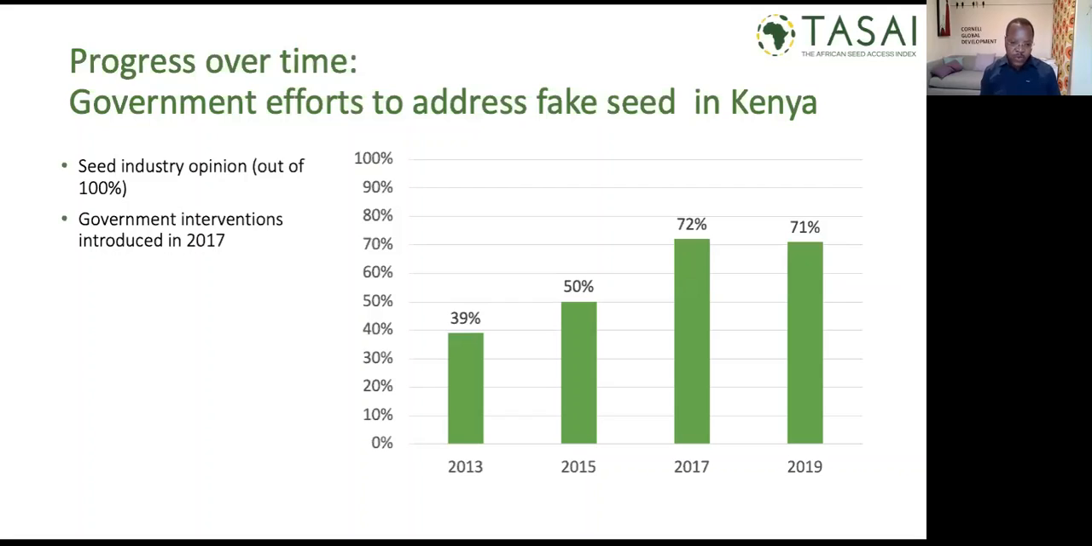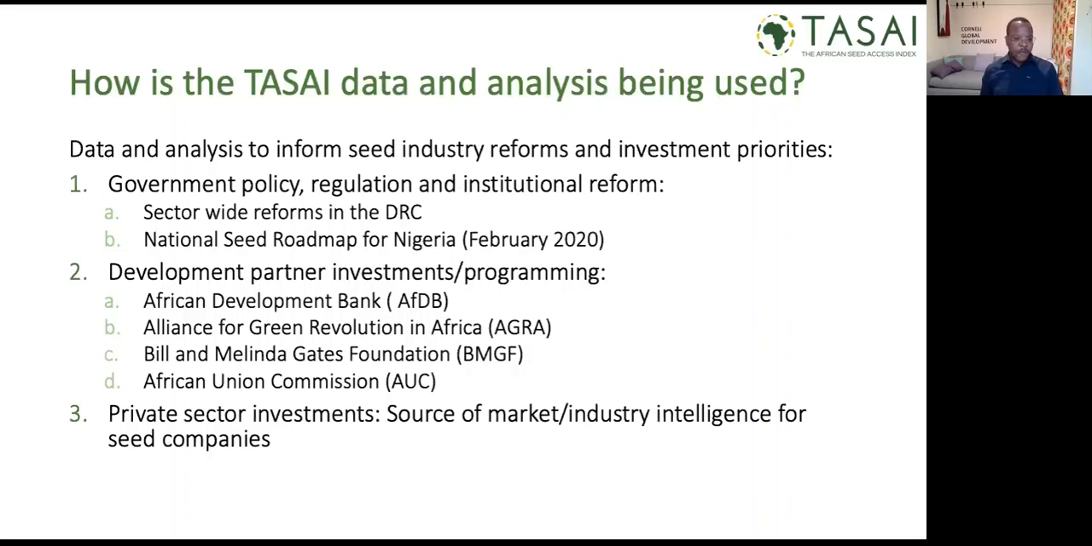And then in the year 2017, with a lot of engagement from TASAI, governments put in place policies and technologies that were to mitigate against fake seed. Fake seed here is just grain that's being marketed on the market as seed. And you can see the difference in performance across the years, that improvement that you see. And this is all what we're trying to impact on most of the seed sectors. How is this seed information being used? The data, I would say, in about 3 different ways.